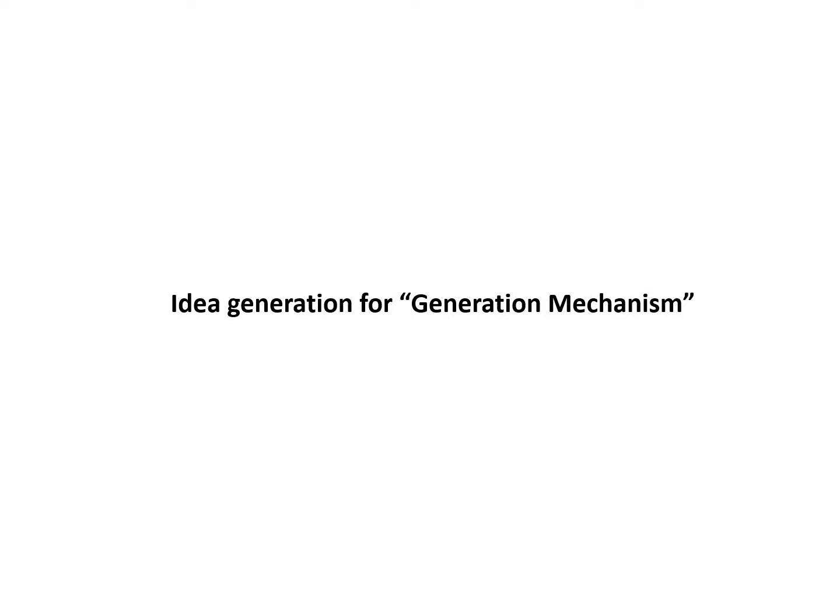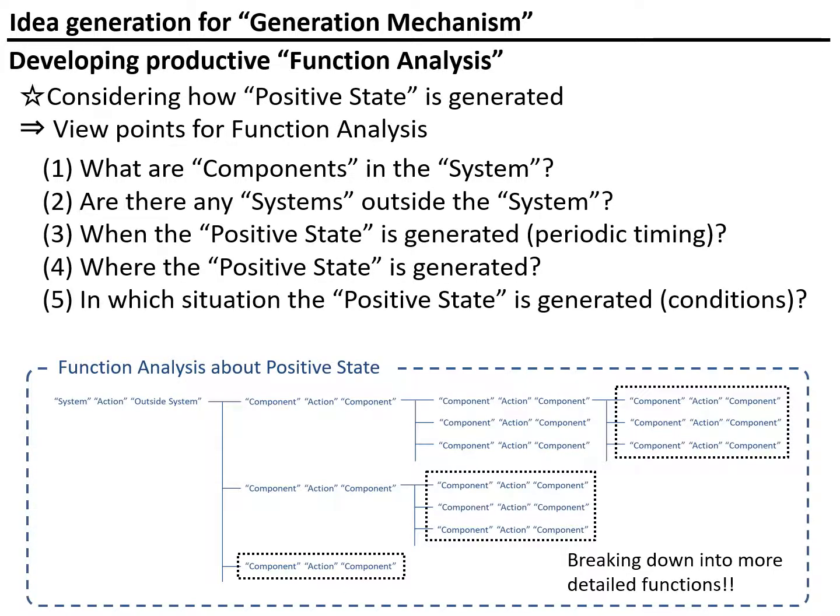Okay, here I'm going to talk about idea generation for generation mechanism, which is the ideas categorized in category 2. Then, what you need to do to come up with good ideas for category 2 is you need to develop productive function analysis. First, you need to consider how positive state is generated as specific as possible. Then I'm going to provide 5 viewpoints for detailed, precise function analysis.